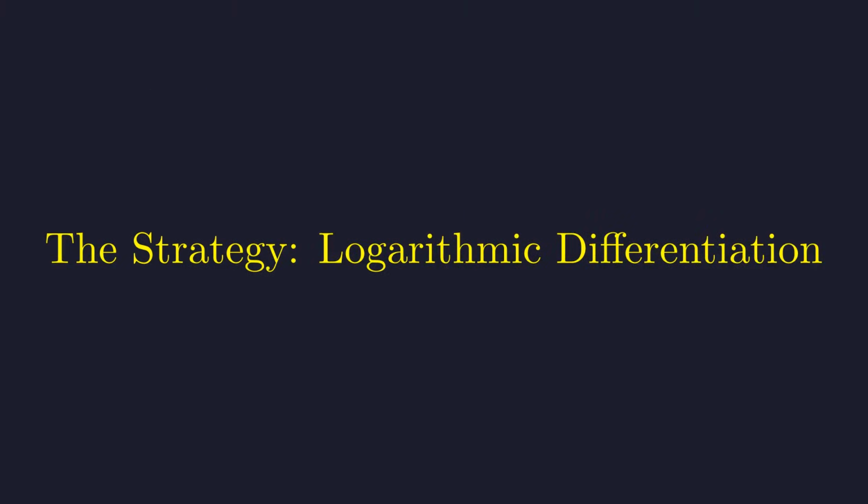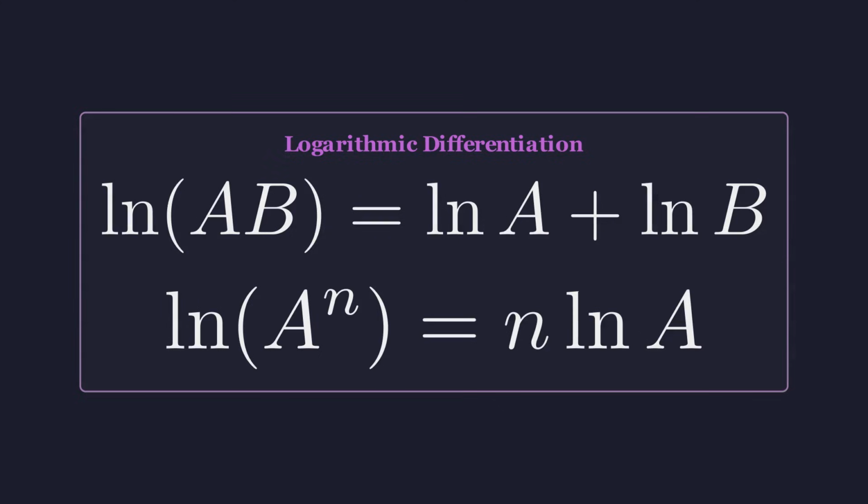There's this beautiful trick called logarithmic differentiation. It's designed for exactly these nightmare functions. Here's the trick. Take the natural log of both sides. Logarithms break products into sums and pull exponents down as multipliers, like log of a times b becomes log a plus log b, and log of a to the n becomes n times log a. Suddenly, everything's addition and subtraction.